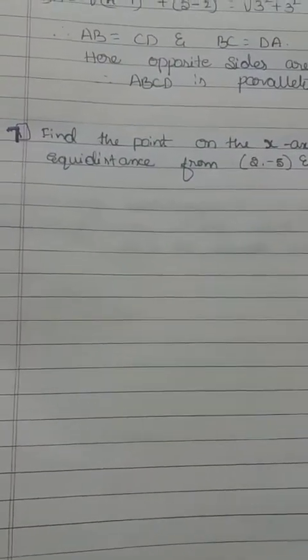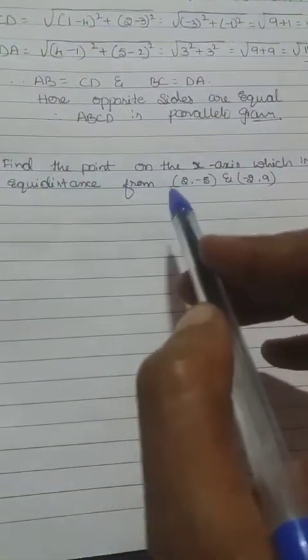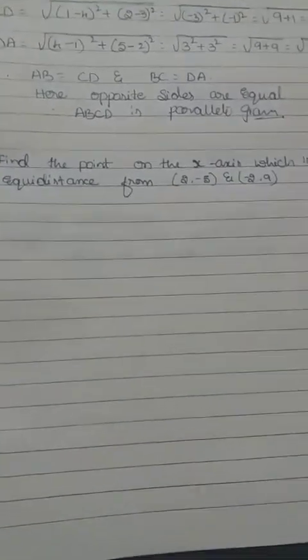Hello students, let's move to the seventh sum in exercise 7.1. Let's read the sum. Find the point on the x-axis which is equidistant from (2, -5) and (-2, 9). Okay, so you have to take this line. So this is to find the point on the x-axis.